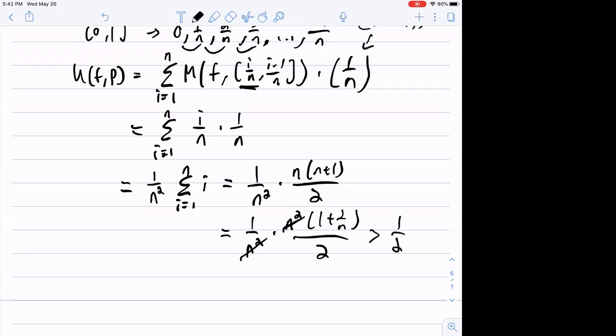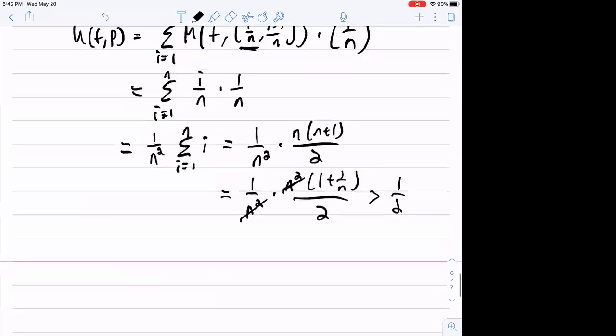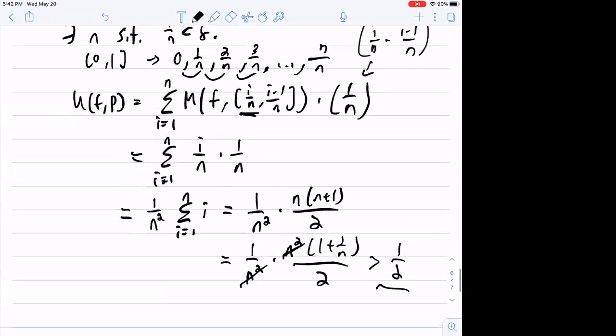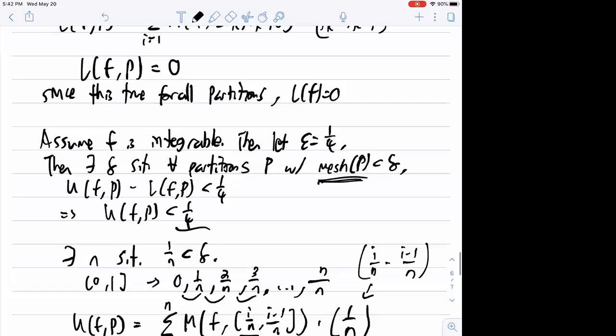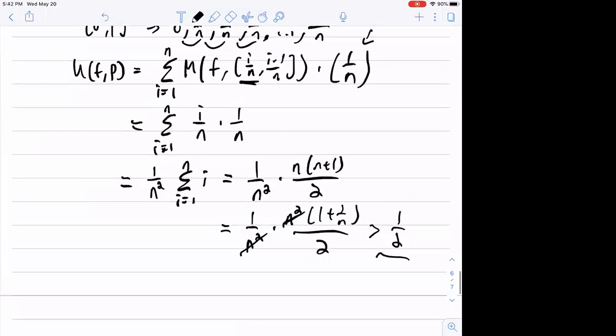So we get a contradiction here, because it was supposed to be smaller than a fourth, and yet it's bigger than a half. Remember, to be integrable, for any partition P with mesh P less than delta, my mesh P is 1 over n, and I chose 1 over n to be less than delta. So all I needed to do was find one partition with interval length less than delta such that the difference is not less than a fourth. So this is one example. Okay, any questions so far?